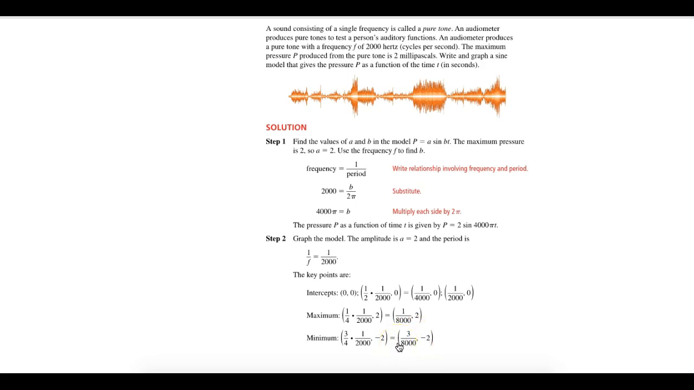So you'll notice nothing's different. We're doing the same process. We're finding the key points, and we use the amplitude and period to find those. So when we actually graph this, here's what it's going to look like.